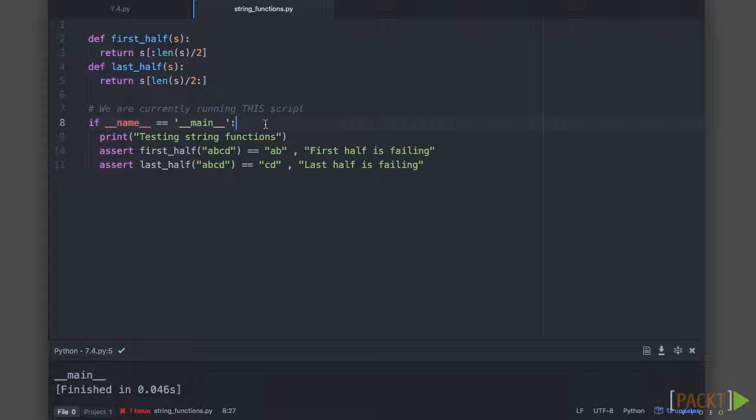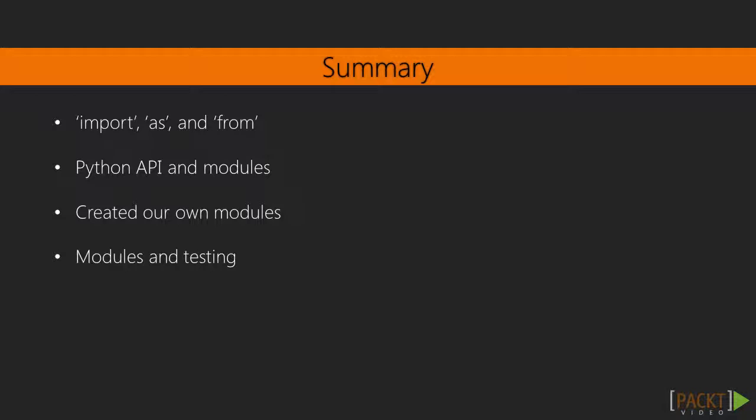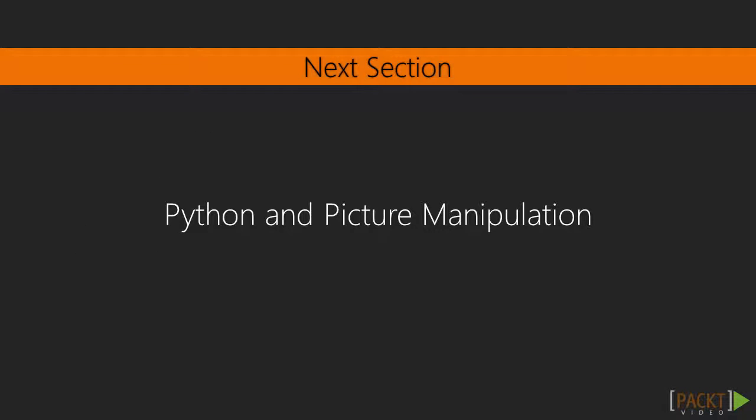In this section, we looked at what the import, from, and as keywords are, how to read Python documentation and sift through the Python API, how to create our own modules, and how to test those modules. In the next section, we are going to look at our final project for this series, and we are going to look at Python picture manipulation. I will see you then.